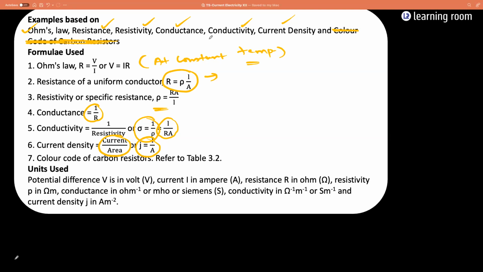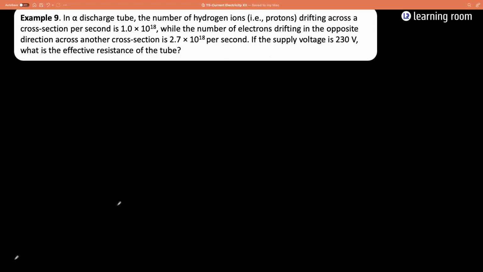Potential difference is measured in volt, current is measured in ampere, resistance is measured in ohm, and resistivity is measured in ohm meter. Conductance is measured in ohm inverse or mho or Siemens. Similarly, conductivity is measured in ohm inverse meter inverse, or Siemens per meter, and current density is measured in ampere per meter square. Right? Having this information, let's try to solve the problems.